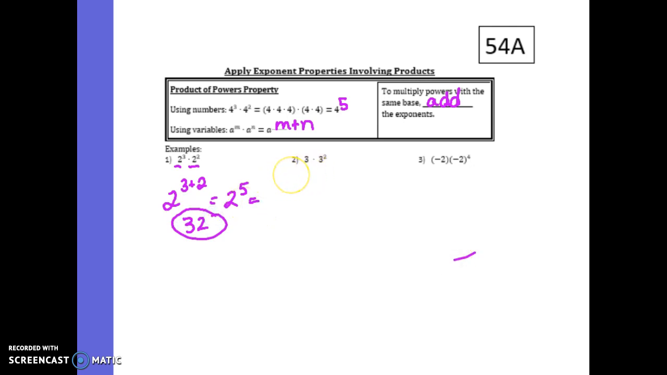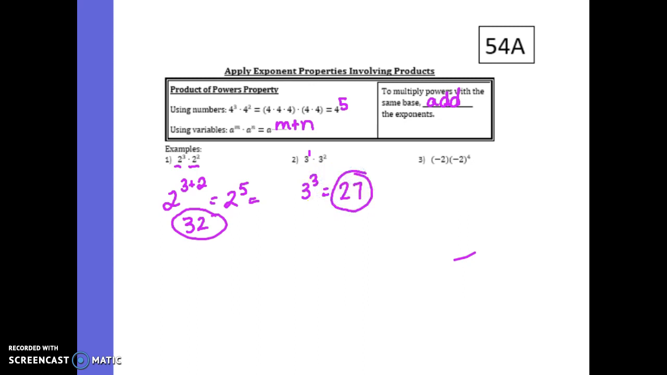Number 2 is a little different. You have to be careful here because it's 3 times 3 squared. Even though we're not showing it, there is an exponent on the first 3. It's actually 3 to the first power. If we add the exponents together, we end up with 3 to the third power, which is equal to 27.